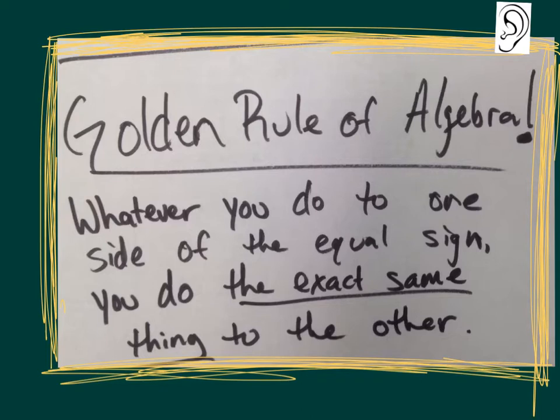Remember, here we have the golden rule of algebra. This is a fantastic piece of information that will allow you to be successful. It's a quick recap of what we covered on Friday. The golden rule of algebra says that whatever I do to one side of my equal sign, I do the exact same thing to the other side. That helps us isolate and move forward.